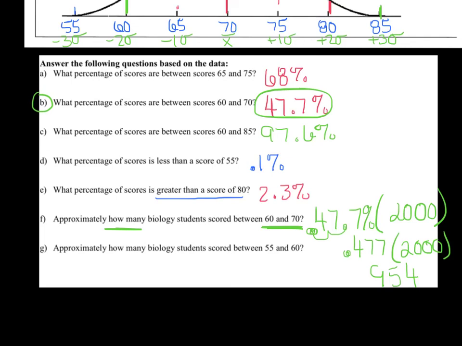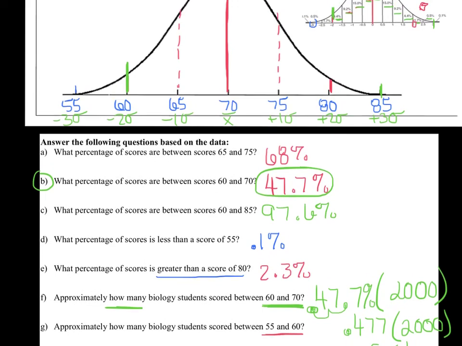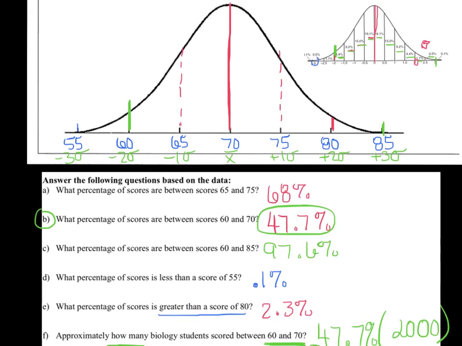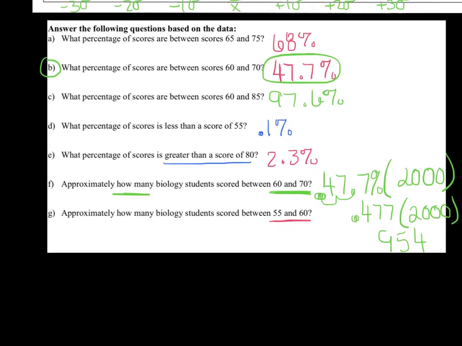All right, last question of the night. How many of these students scored between a 55 and a 60? Unfortunately, I don't think we've calculated this percentage yet. So the first thing I have to do is get the percentage. From 55 to 60 is from 3 standard deviations below to 2 standard deviations below. So go to your chart. Start with negative 3, go until you hit negative 2. All you have to do is go 0.5 plus 1.7. That's a grand total of 2.2%, I believe.